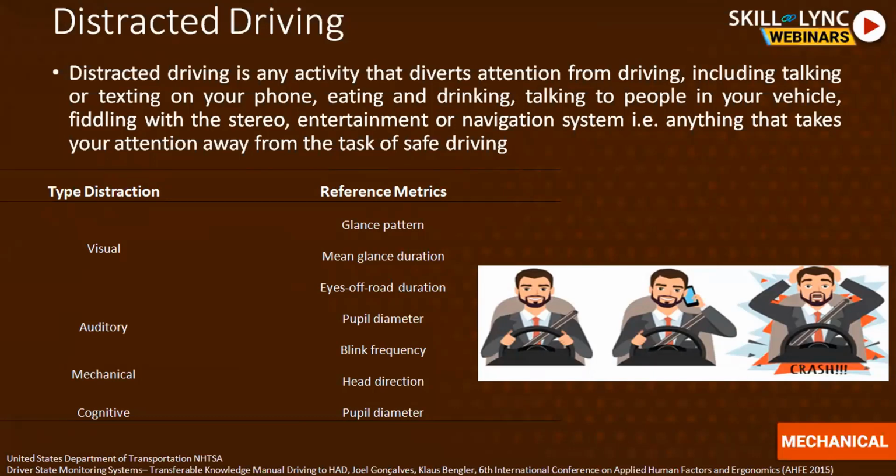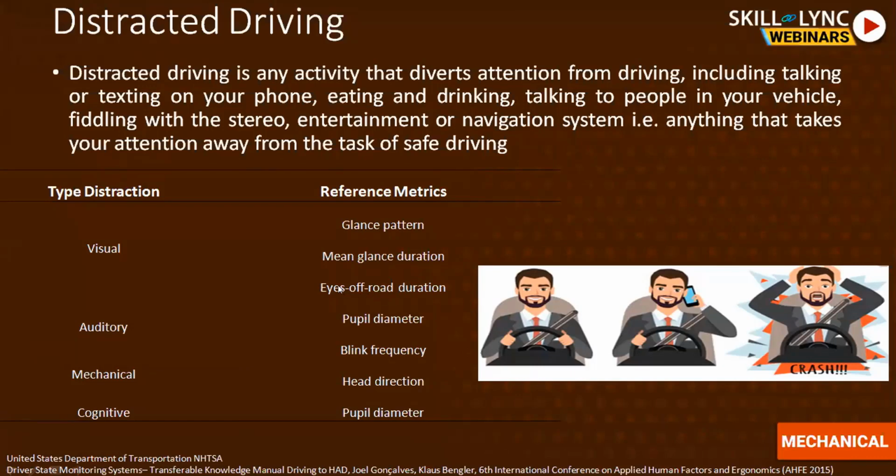So technologies can segment all these things into different areas of interest and figure out where the driver is looking around, where the gaze pattern shows. That's basically the gaze pattern. The mean glance duration is how much the driver spends on all these areas of interest. And eventually we know the eyes off road duration.